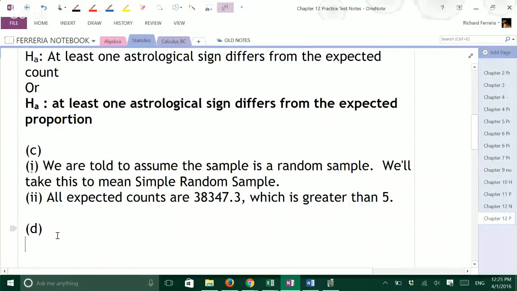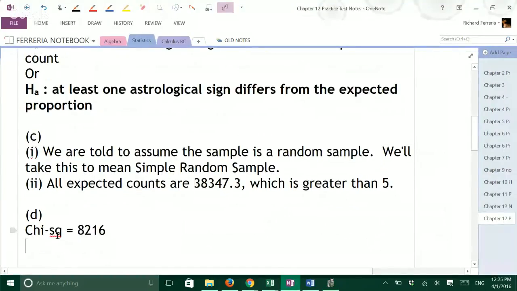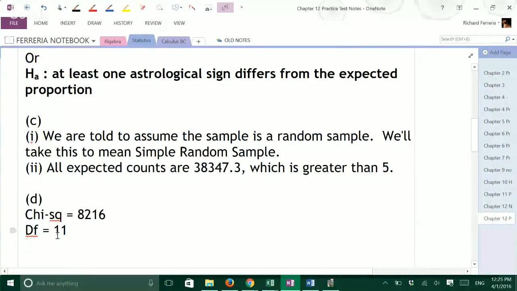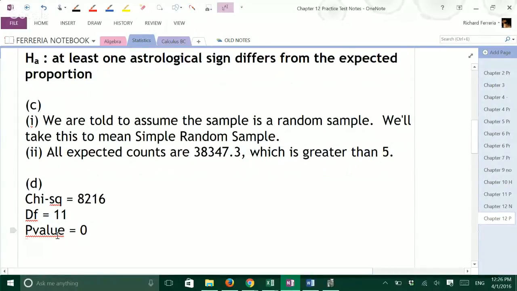Okay, test statistic chi-square is equal to 8,000 something. What is it? 216. Next is the degree of freedom. Degree of freedom is equal to 11. And the p-value is 0. Good. And awesome. Okay. Perfect.